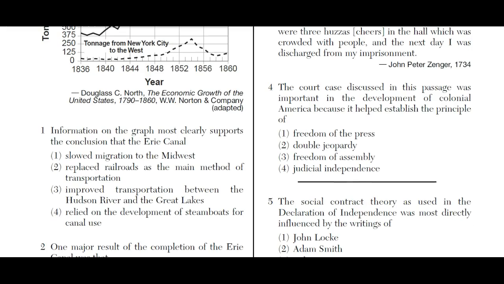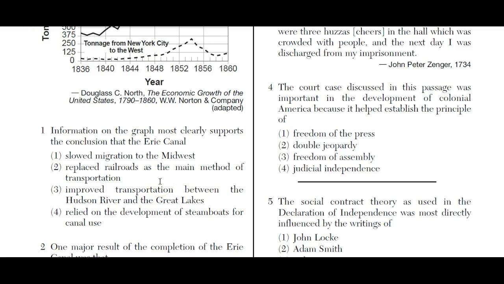Information on the graph clearly supports the conclusion that the Erie Canal did what? Improved transportation between the Hudson River and the Great Lakes. That's the point of the Erie Canal. You could put stuff from your farm on the Great Lakes, cross the Erie Canal to the Hudson, down the Hudson to New York City. If you look at this, slowed migration to the west, to the Midwest. No, the Erie Canal actually increased migration to the Midwest. Farmers moved out there because now they could make money.